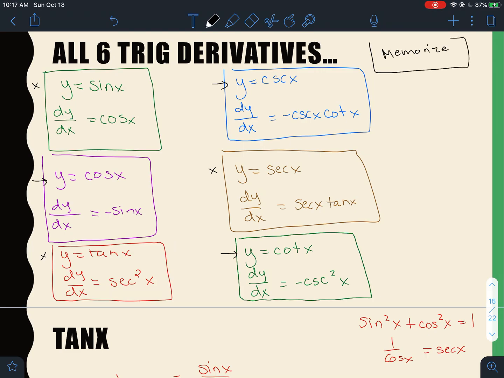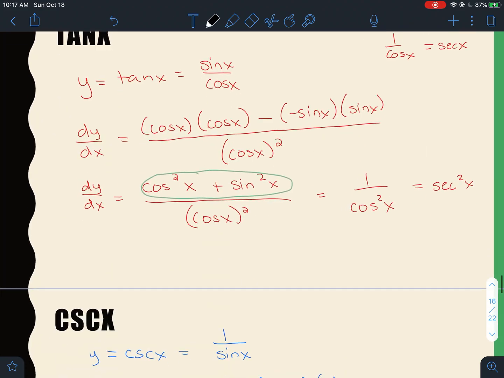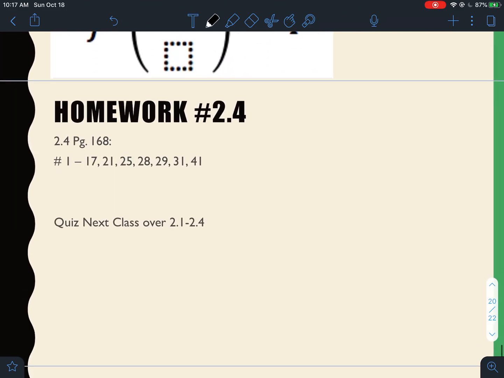But you should memorize these derivatives. They're not going to go away, so you might as well just take some time to memorize these each night during this unit.